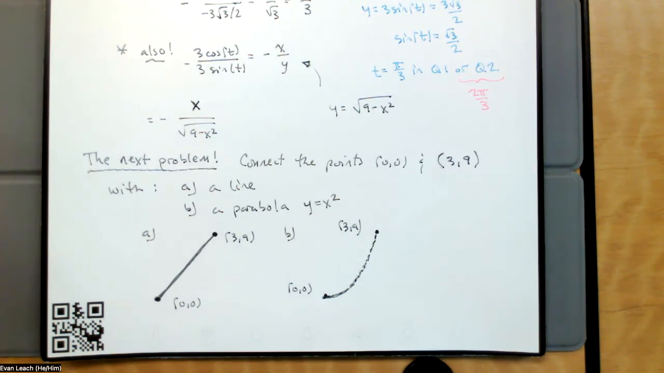Here I've given you 3 pieces of information. Actually, I just told you which parabola I wanted to use. My prediction was going to be that everybody is going to pick y equals x squared anyway, but that is assuming that 0, 0 is the vertex. So I'm just going to give you 3 pieces of information: 0, 0, 3, 9, and 0, 0 is the vertex.